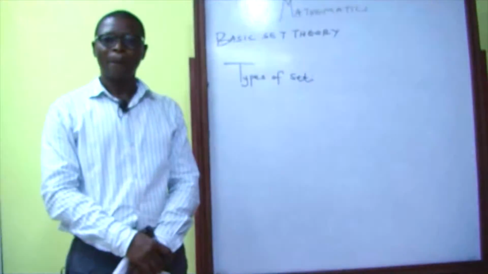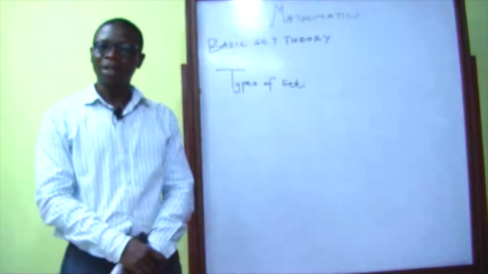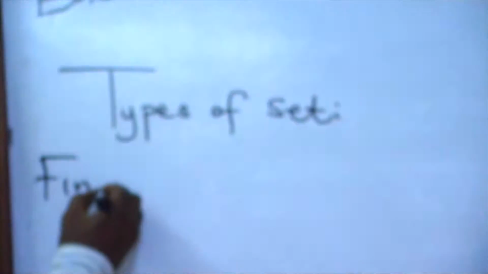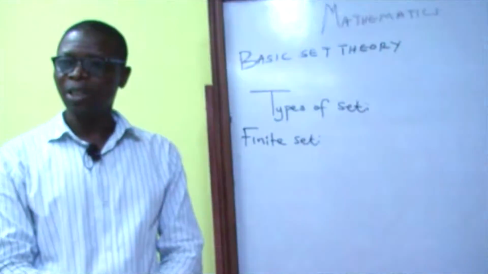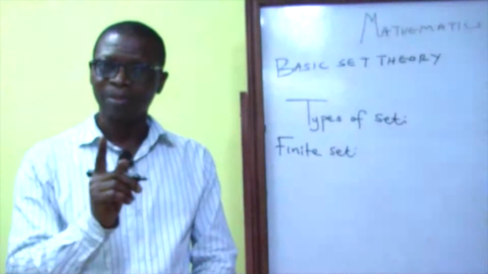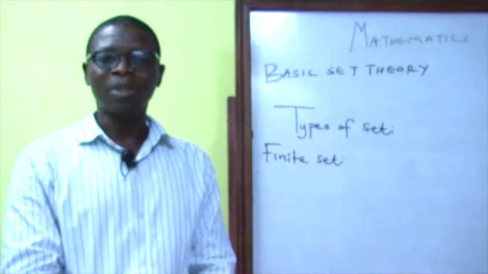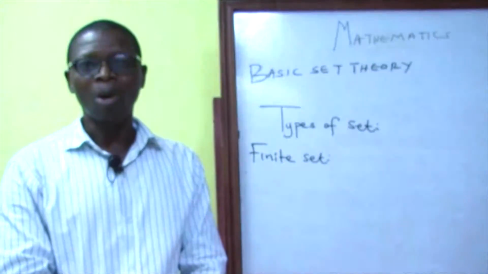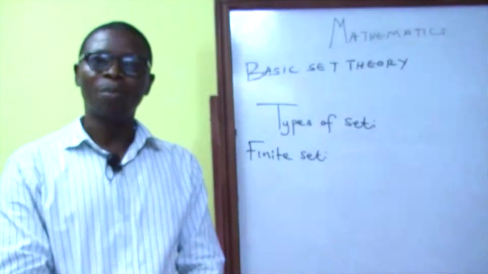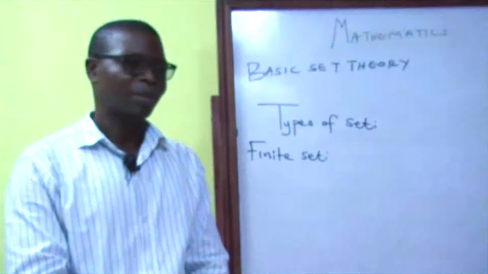Types of sets. We are going to take them one after the other and explain. The first one is the finite set. So when do we say a set is finite? A set is said to be finite if it can be completely listed or counted. Example.